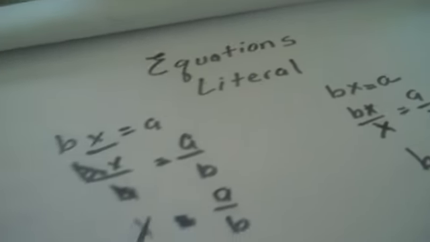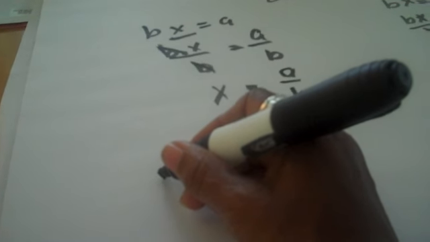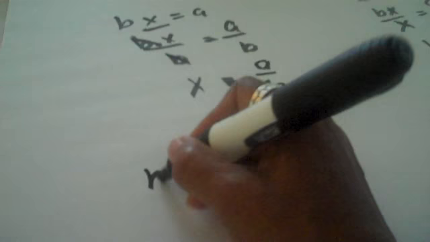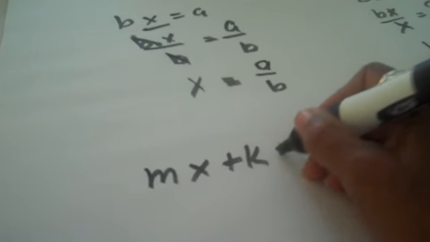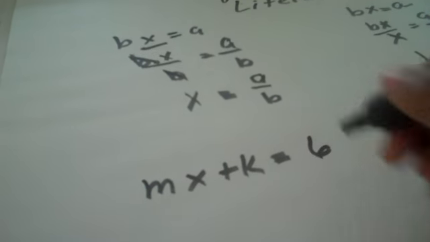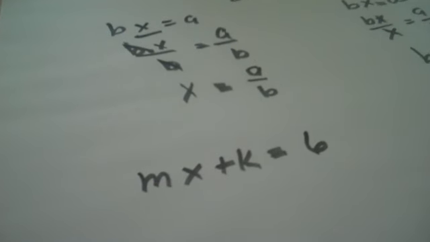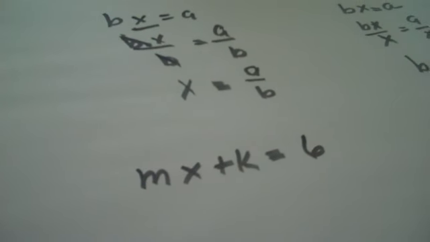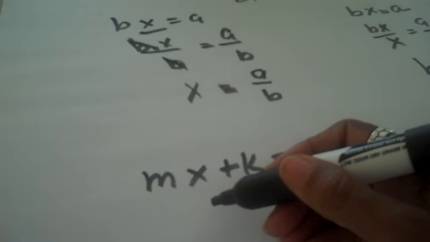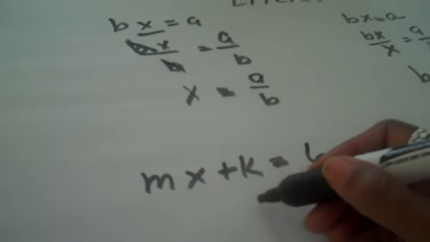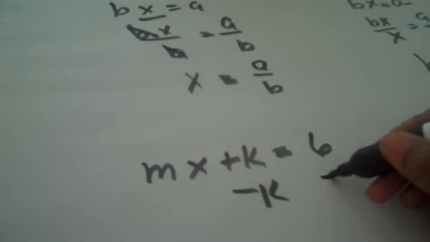So let's look at another example. This time, let's look at mx plus k equals 6. And we're going to solve this for m. So m then has a coefficient of x. So we say, what's being done to the m term? Well, k is being added. So to get rid of that, we're going to subtract k from both sides of the equation.